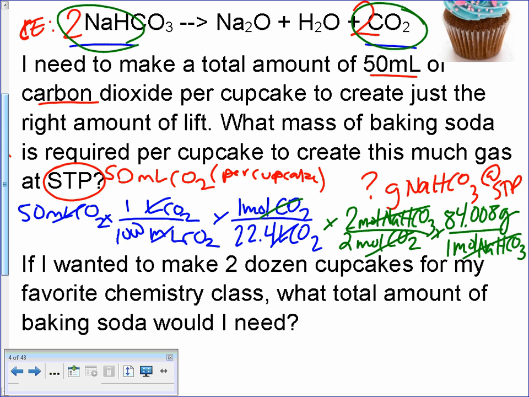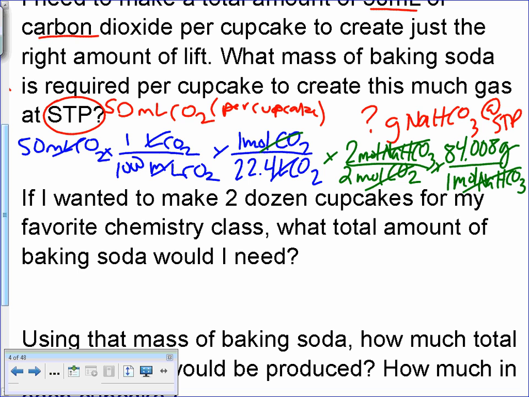Times 84. 0.008, since I had a very specific... And you get 0.1875 grams of sodium bicarbonate per cupcake, right? Per cake. Because that was the question asked for.